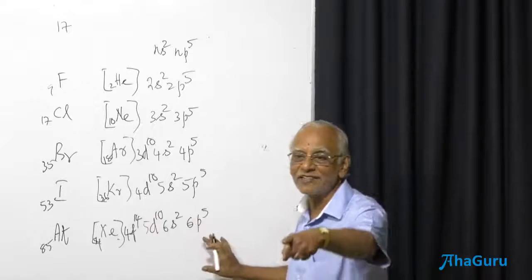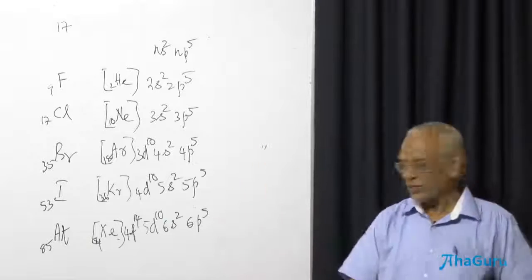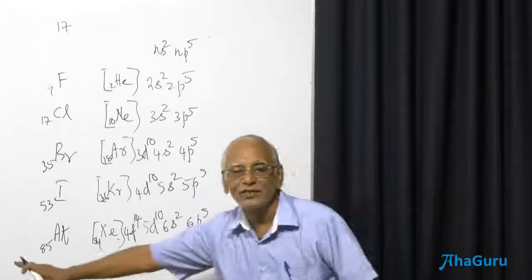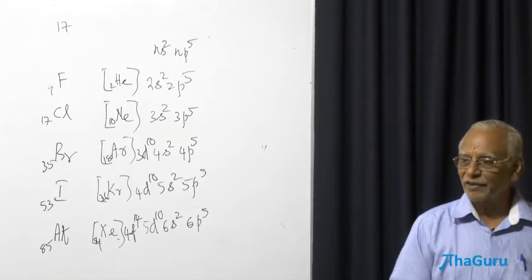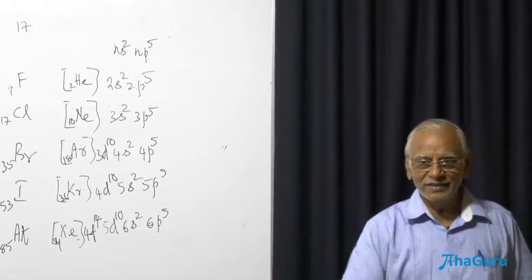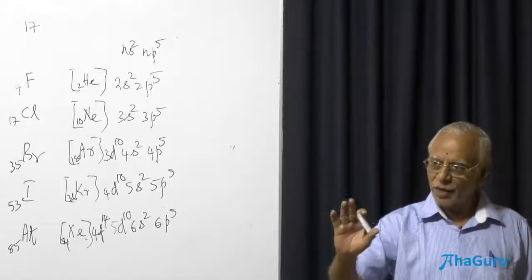How many of you have written this structure? Raise your hand now after listening to this. This is the correct electronic configuration. You add now 54 plus 14 plus 10 plus 2 plus 7, it is equal to 85. This is the condensed electronic configuration. Now I will ask you another IIT question based on this. Are there any questions you want to ask me?